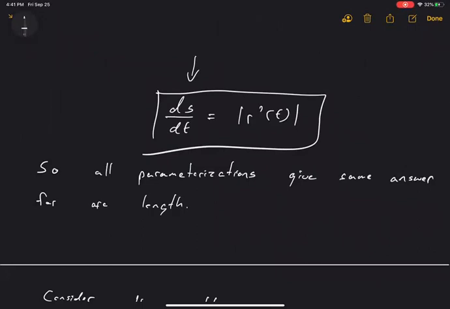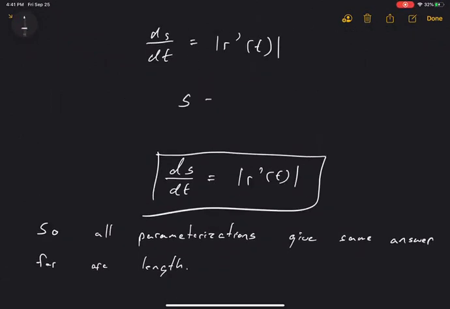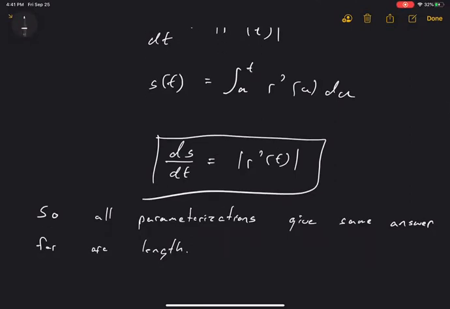And that's true no matter what parameter we're using. What this is saying is essentially, if my vector valued function has one parameterization, the change in arc length with respect to change in parameter is always just the magnitude of r prime of t.